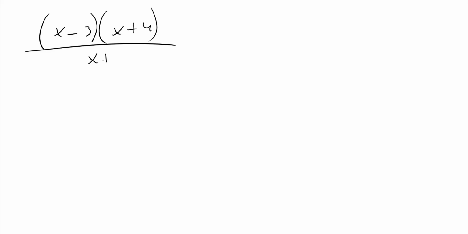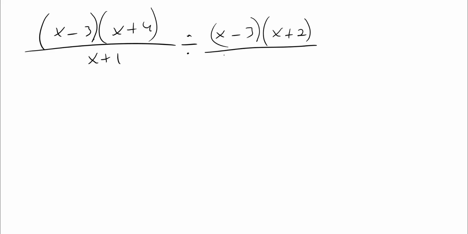Let's talk about division quickly, and then we'll get to a little more complicated problem. So if I have x minus 3 times x plus 4 over x plus 1, divided by, so it's your division symbol, x minus 3 times x plus 2 over x plus 1 times x minus 4.